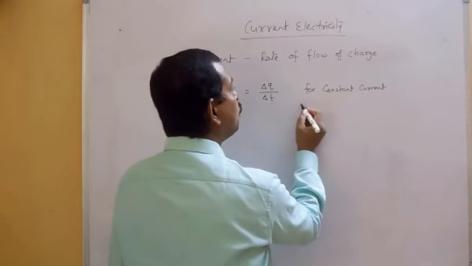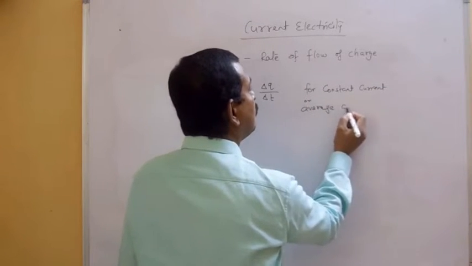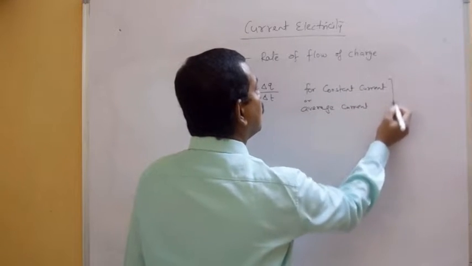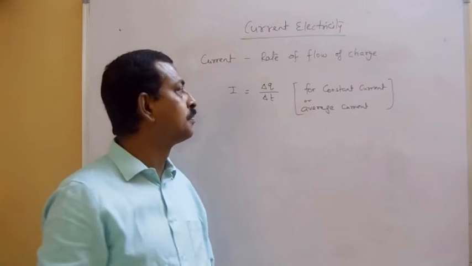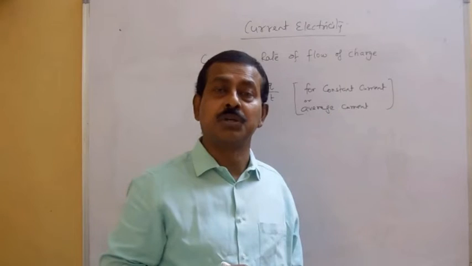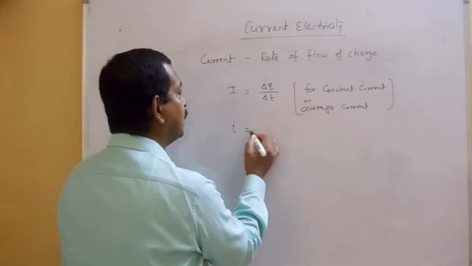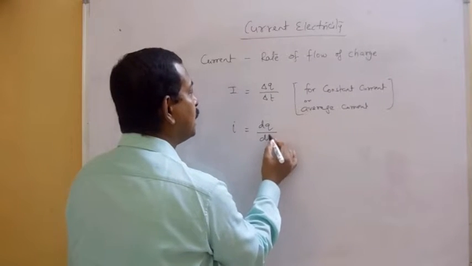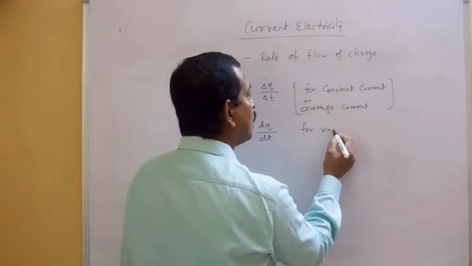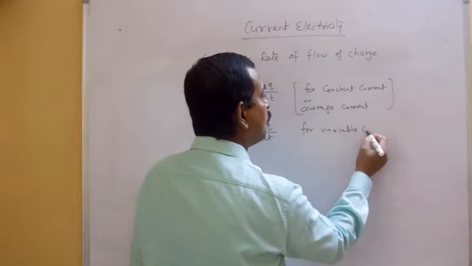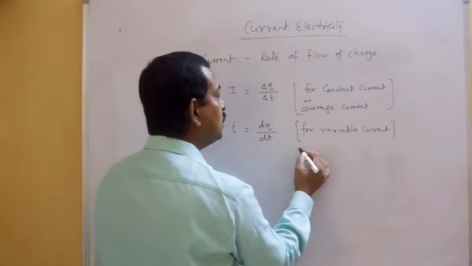Or this can also be used for average current. So we can use this one for constant current or average current. But suppose the current is not constant, it is a variable. So in that case, we use the expression I as dq by dt. This is for variable current, and in fact this is the expression for instantaneous current.